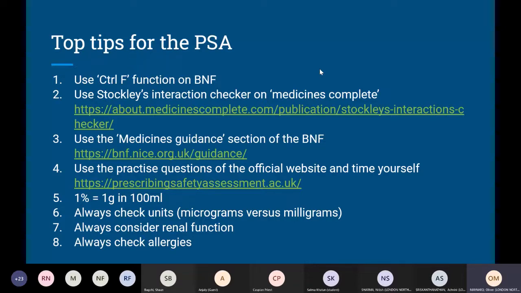I only learnt this quite late, but there's Stockley's interaction checker on Medicines Complete. So there'll be lots of questions about interactions of certain medications, which the BNF doesn't have a very good interactions checker, but Medicines Complete has one.